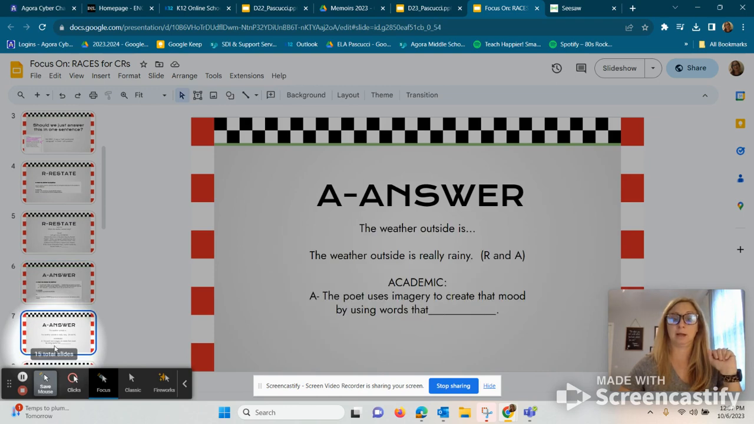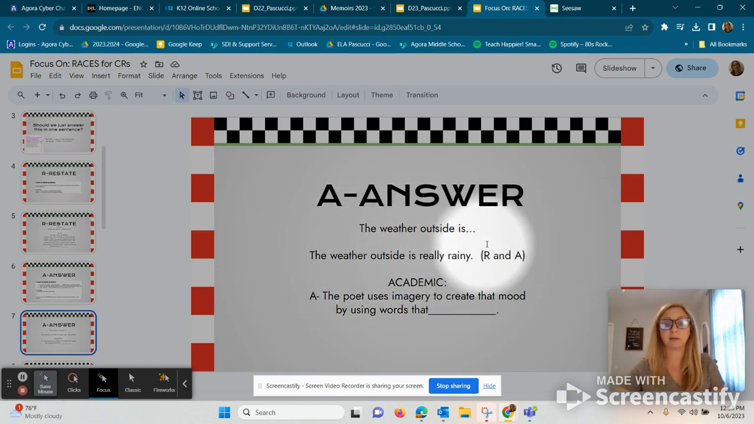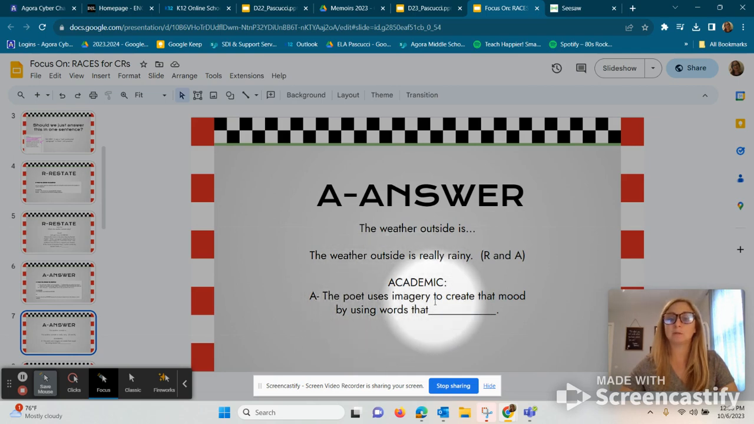Now, the answer to the silly weather question, right? The weather outside is really rainy. That's our R and our A. That's our real world example. Our academic example, A: the poet uses imagery to create that mood by using words that... Now I'm leaving the blank here because I want you guys to think about these things. You can totally pause this and use it when you're writing, but you have to get in there and be like, oh, words that what? That's part of this.